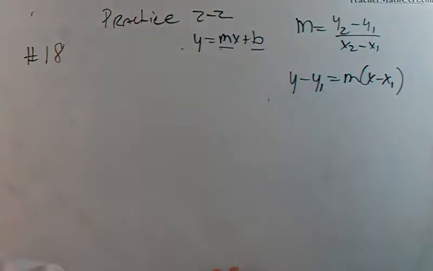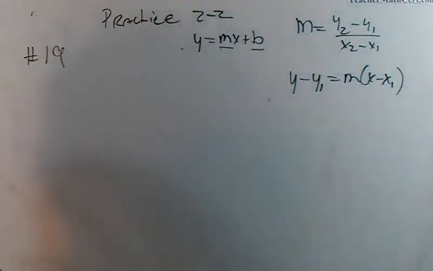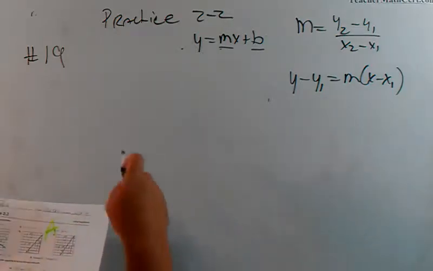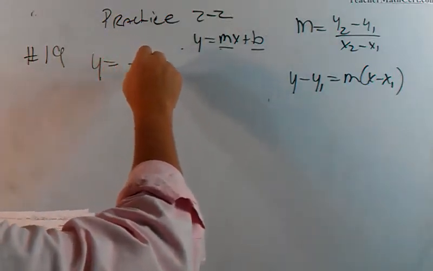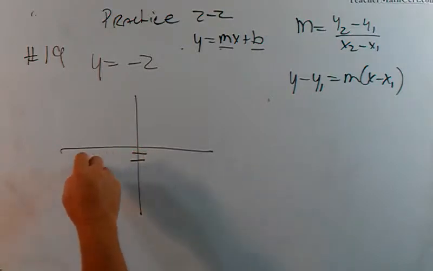Number 19. And the question is, number 19, find the slope and intercepts, plural, of each line. Number 19 is y is equal to negative 2. There's our graph. Negative 1, negative 2.